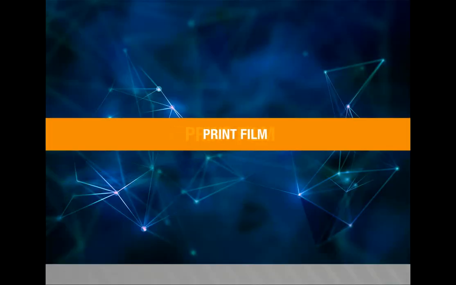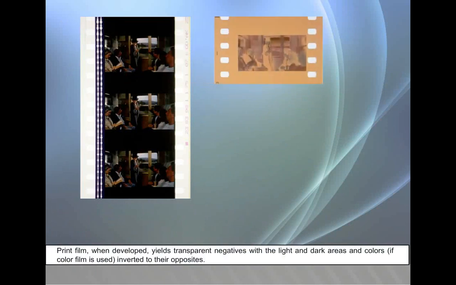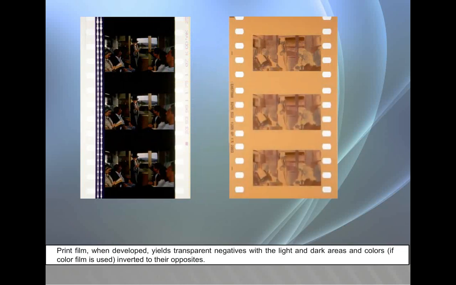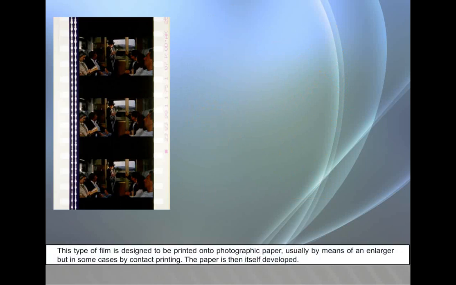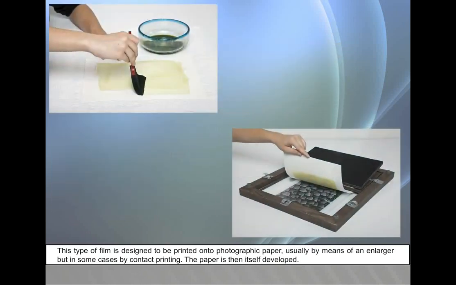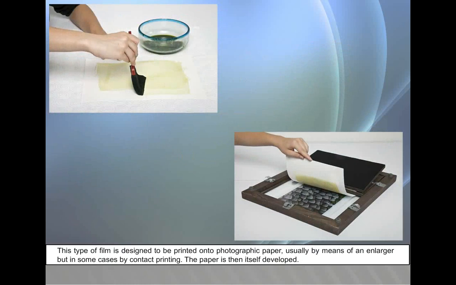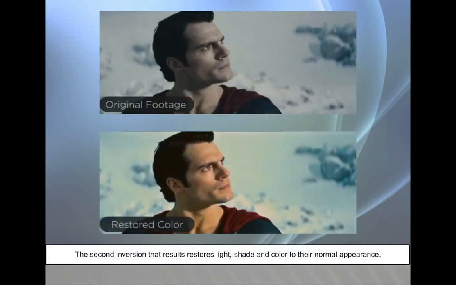Print film. In this video, we are going to see about print film. Print film, when developed, yields transparent negatives with the light and dark areas and colors, if color film is used, inverted to their opposites. This type of film is designed to be printed onto photographic paper, usually by means of an enlarger, but in some cases by contact printing. The paper is then itself developed. The second inversion, that results, restores light, shade, and color to their normal appearance.